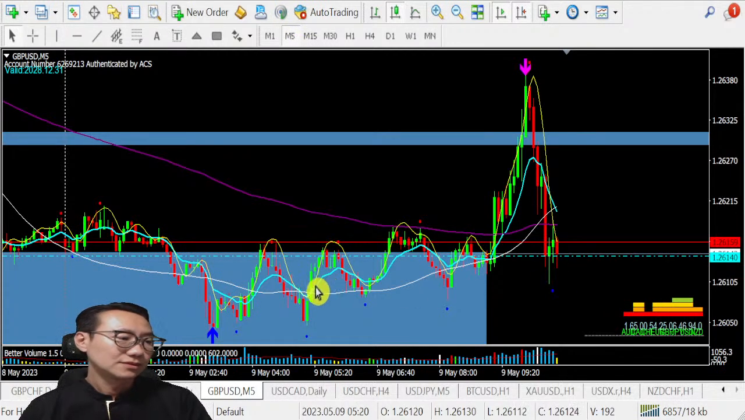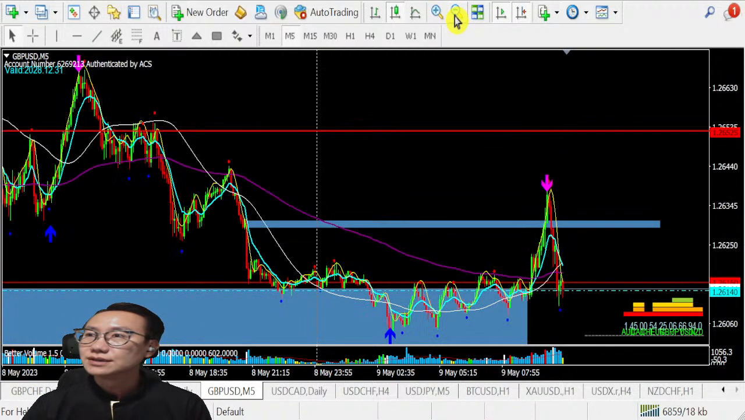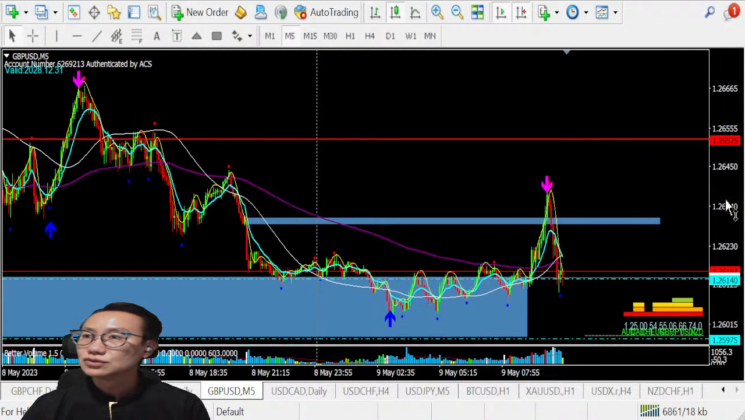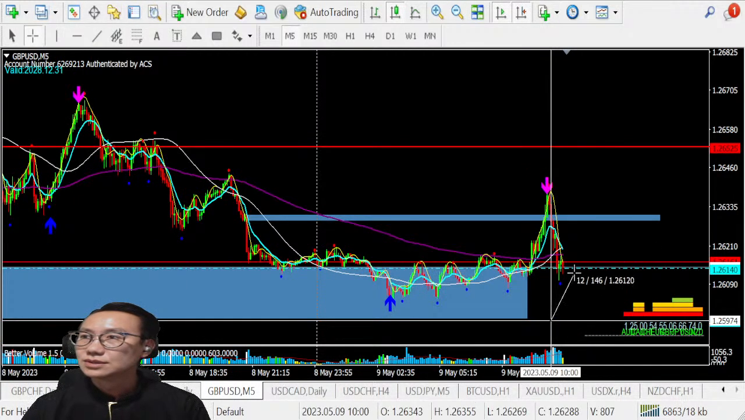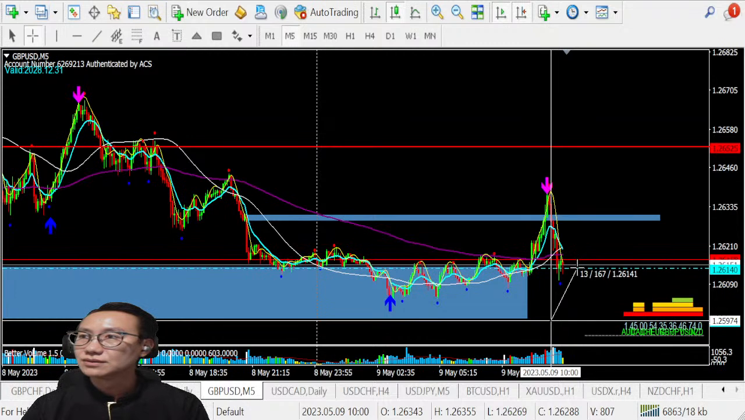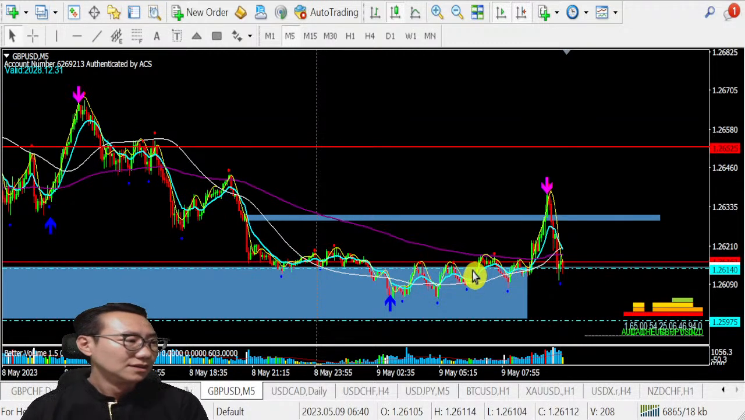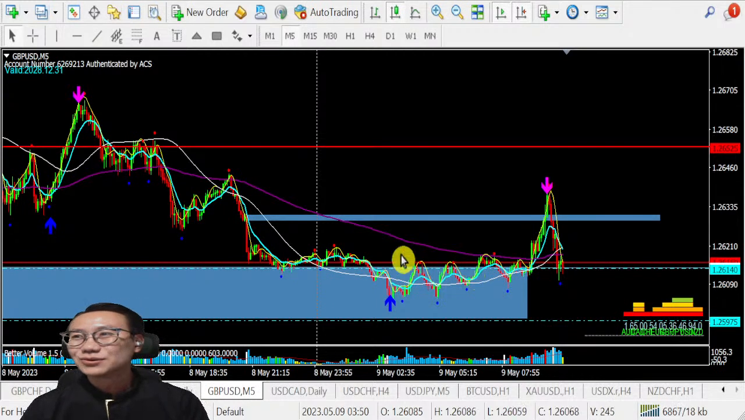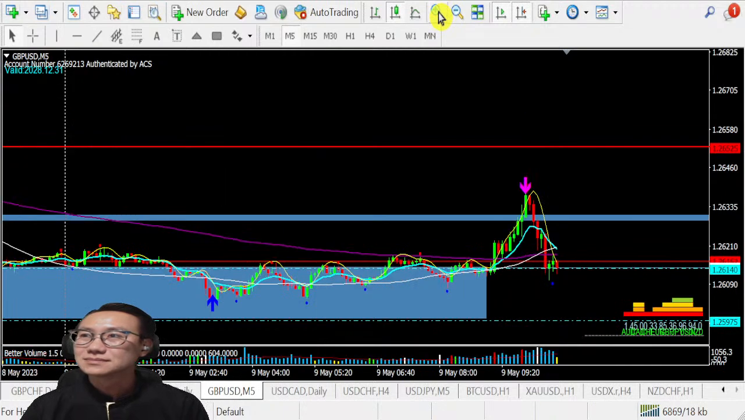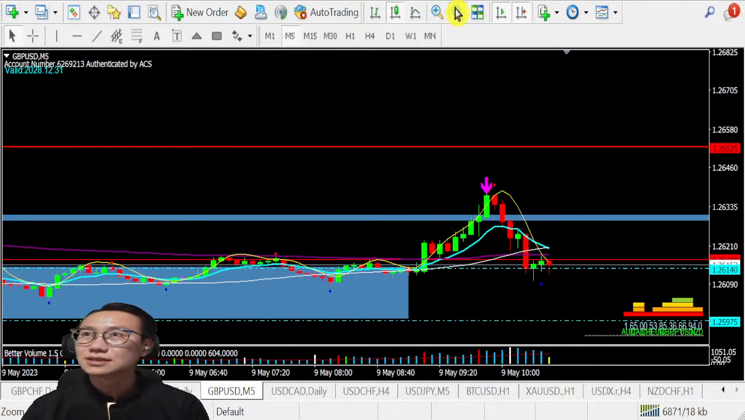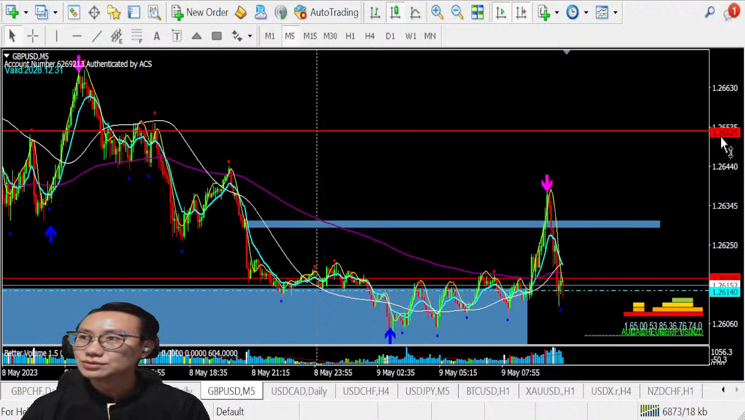Pay attention to pound dollar. If there's a selling, I'm looking into this area here. It should have about 15 to 16 pips, so it's a quick scalp. I think this pound dollar should be looking pretty good.